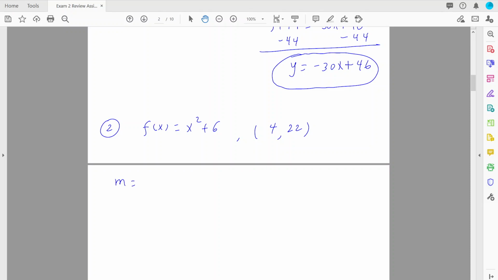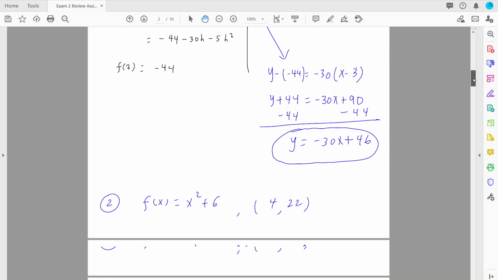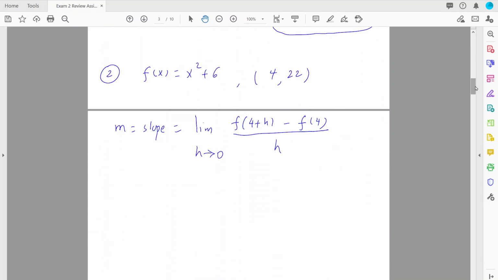m here stands for the slope at 4, so we need to find the limit of this function at 4 plus h minus the value of the function at 4, over h. By doing exactly the same thing we did in problem 1, find the value of f(4 plus h) and f(4), and plug those values back in this expression. By doing that, I will have this expression: limit as h approaches 0 of (4 plus h) squared plus 6 minus 22. Don't forget that the value of the function at 4 is already given as 22, so I don't have to find it, over h.